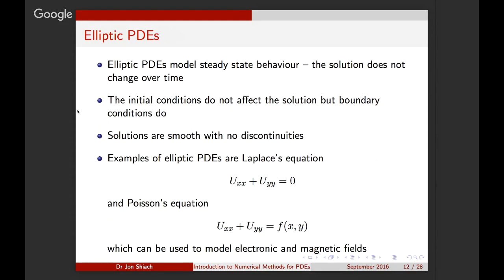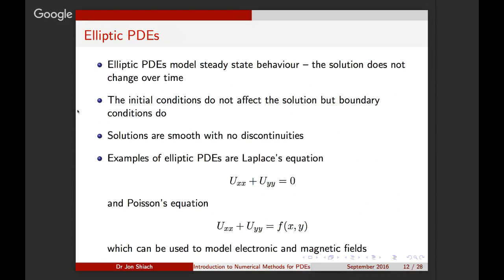It may do if we input some external force, some external influence on it. But generally speaking, it doesn't change over time. And that's an example of an elliptic PDE. Initial conditions do not affect the solution. So you can have any initial conditions you want, and if you solve it, you'll get the same solution. So that has no effect. Boundary conditions do.